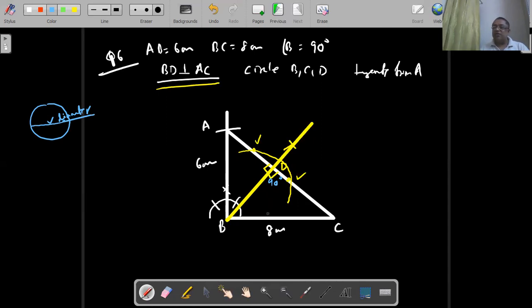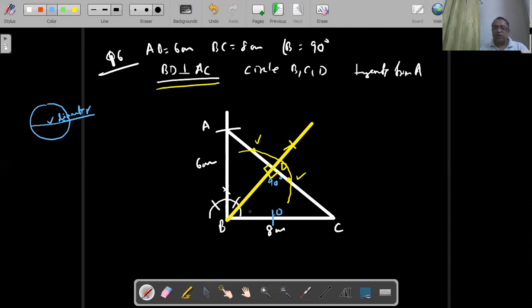And how do you find the center of a circle? Center of the circle is the midpoint of the diameter. So this total is 8. So what you can do is cut 4 centimeter from B or 4 centimeter from C. You will get the midpoint O. Now keep the compass at O and taking radius OB or OC or OD, you will draw the circle.